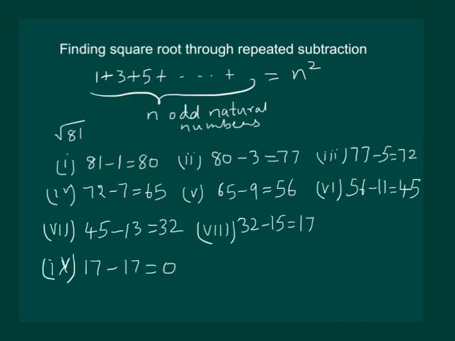Similarly, continuing, in the ninth step, we reach 0. That means we have subtracted successively odd numbers in 9 steps. Therefore, n is equal to 9 and under root of 81 is equal to 9.